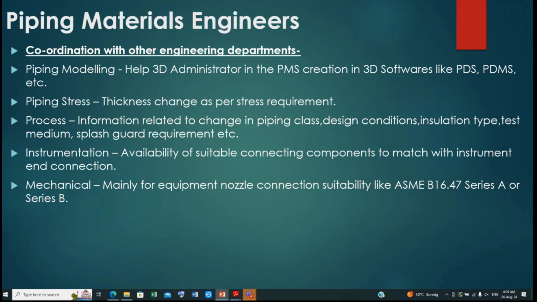Process is a department with which a piping material engineer has very vast and larger discussions, because the process engineer is responsible for the P&IDs. The process engineer is responsible for the fluid list, an input to prepare the piping material specification. In the fluid list the process engineer gives the basic material, whether it is carbon steel or stainless steel, and the design pressure and temperature. Based on that we prepare our pipe classes and the corrosion allowance.